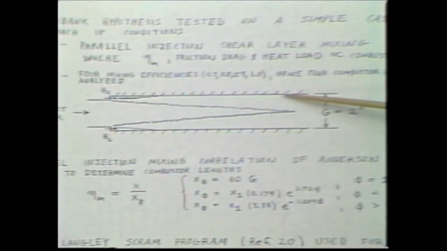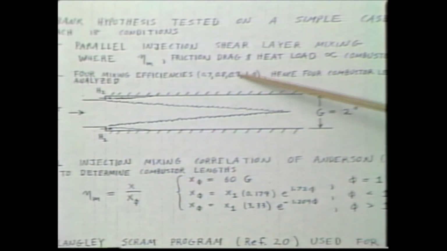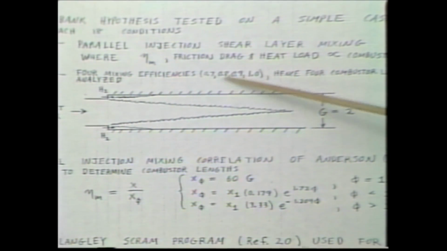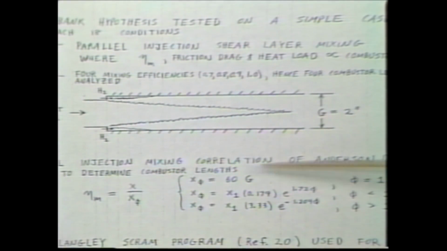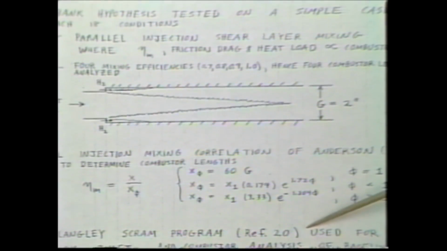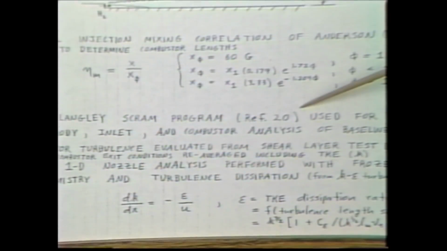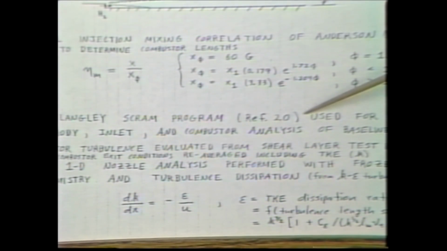I'll move on here. I did an analytical study on a simple case shown here where we injected fuel parallel in our combustor and then looked at 4 different levels of mixing efficiency at a free stream Mach number of 18. The combustor length was set to establish these 4 levels using Griff-Anderson's mixing correlations. The NASA Langley program SCRAM was used. Jim Walton helped me out with that.